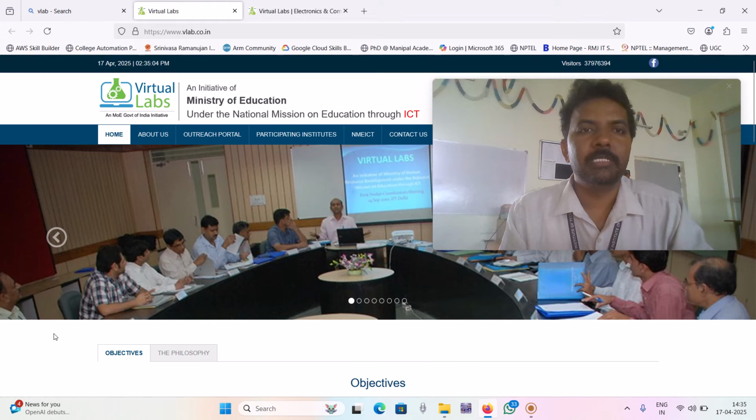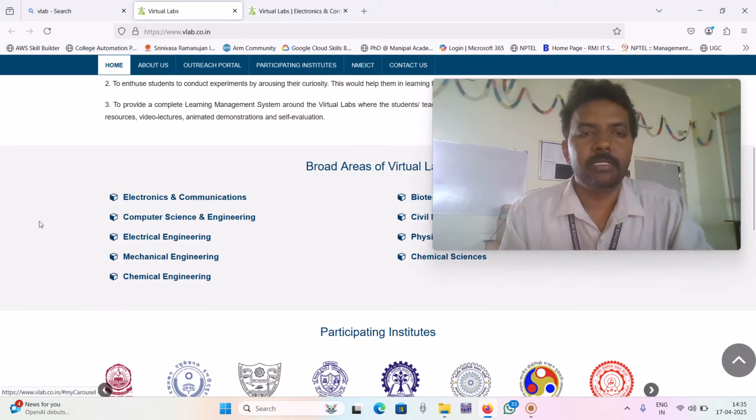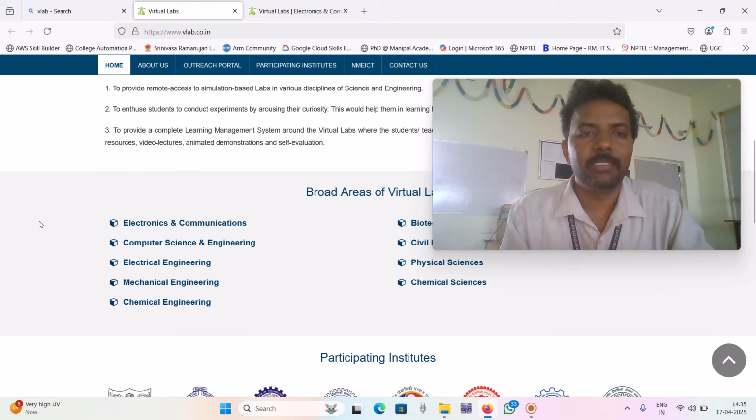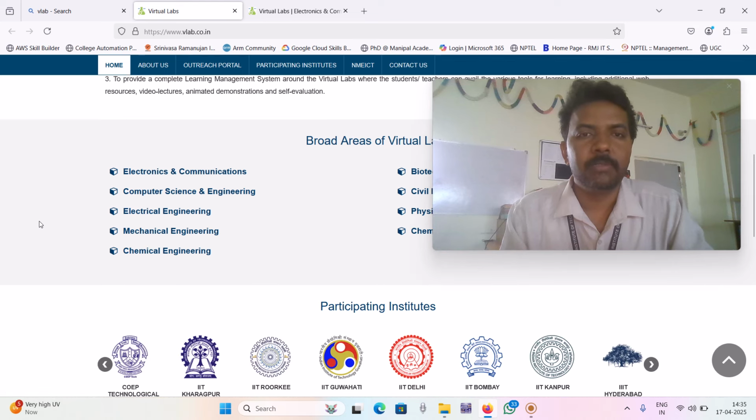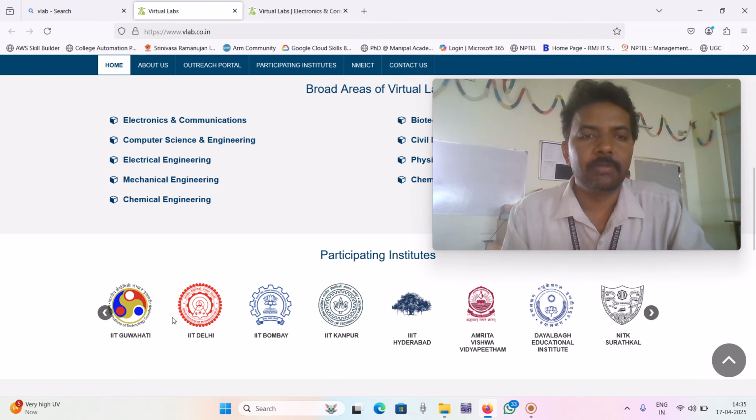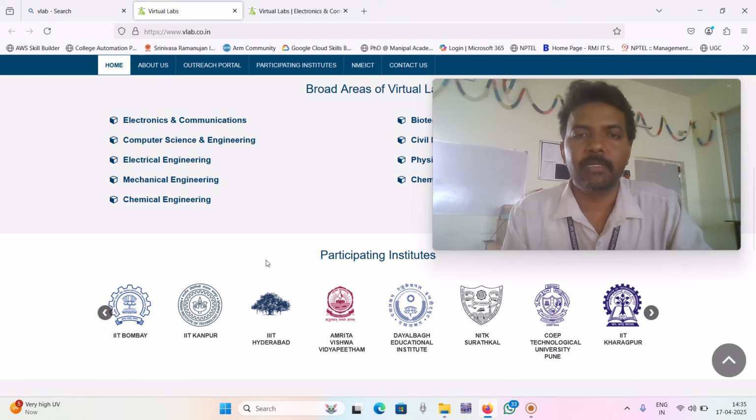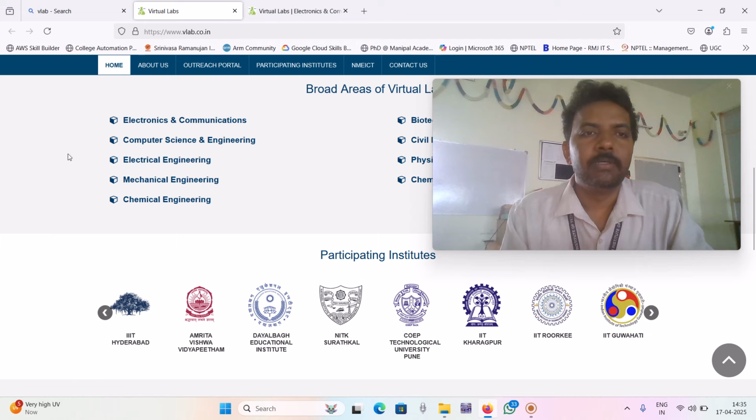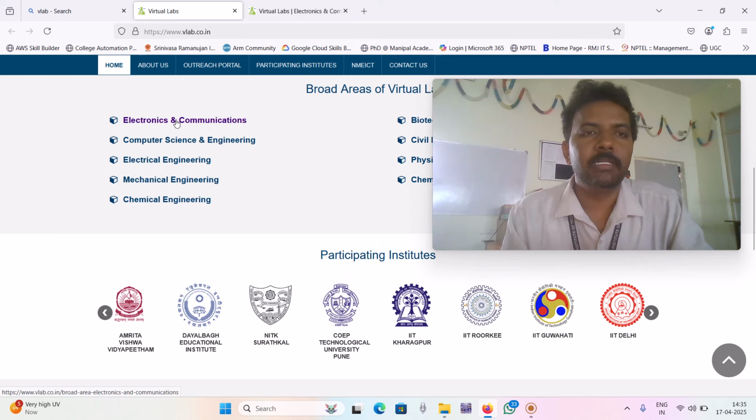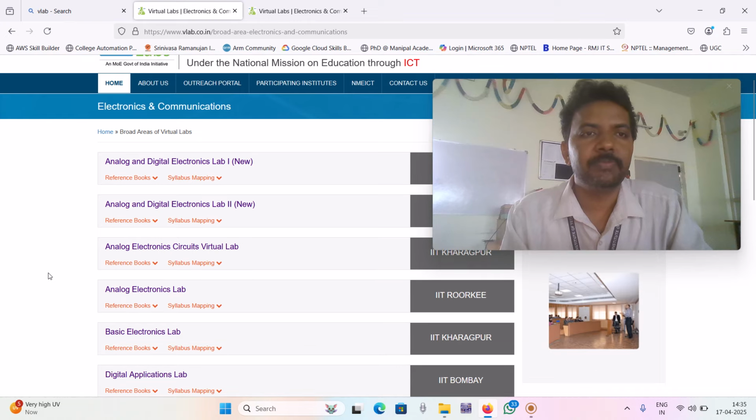See here, the virtual lab is basically one of the initiatives of the Ministry of Education under the NMEICT mission. There are major institutions participating in the development of the virtual lab. You can observe reputed institutions in India, the IITs. All the reputed IITs are participating. In addition to that, IISc Bangalore is also participating in the implementation of this virtual lab. Under electronics and communication engineering, you can observe the basic electronics experiments.